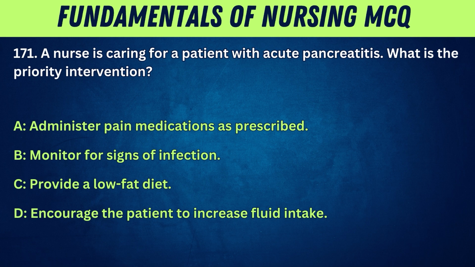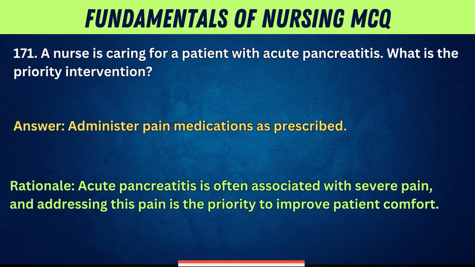171. A nurse is caring for a patient with acute pancreatitis. What is the priority intervention? A. Administer pain medications as prescribed. B. Monitor for signs of infection. C. Provide a low-fat diet. D. Encourage the patient to increase fluid intake. Answer. Administer pain medications as prescribed. Rationale. Acute pancreatitis is often associated with severe pain, and addressing this pain is the priority to improve patient comfort.